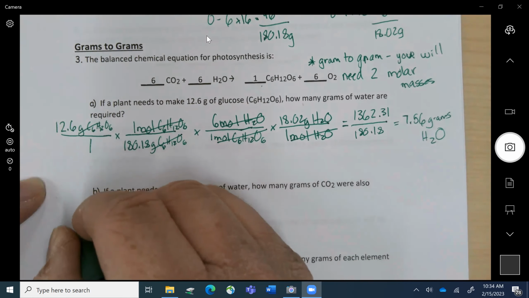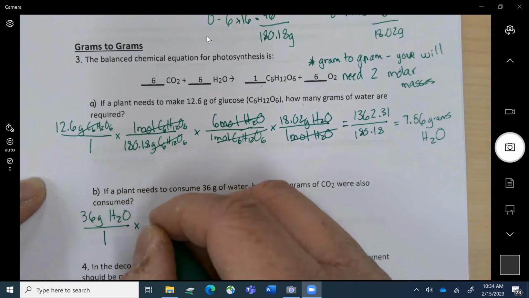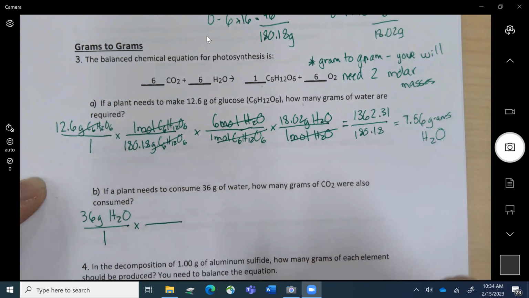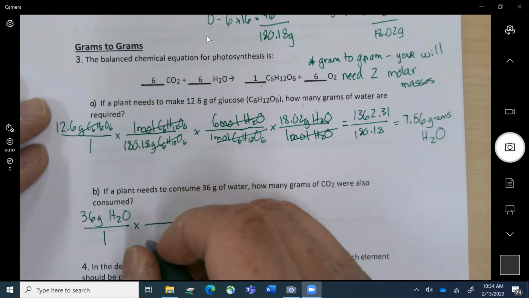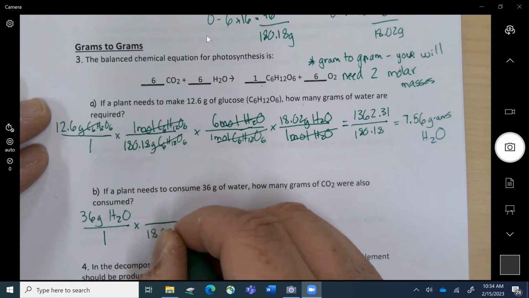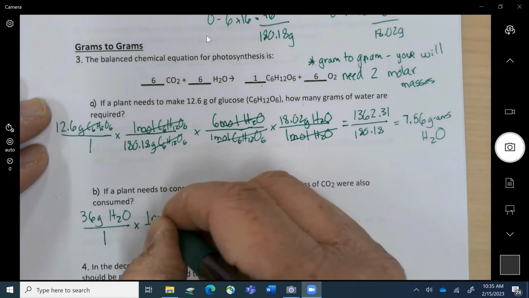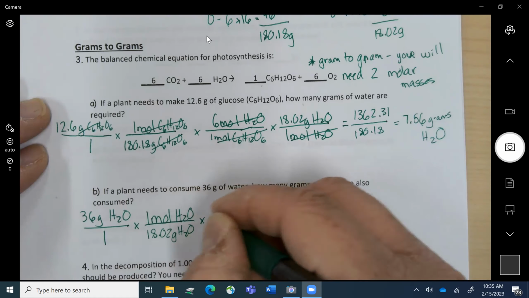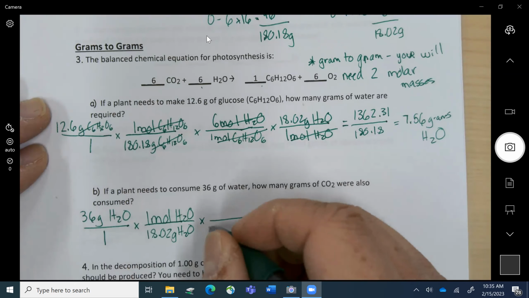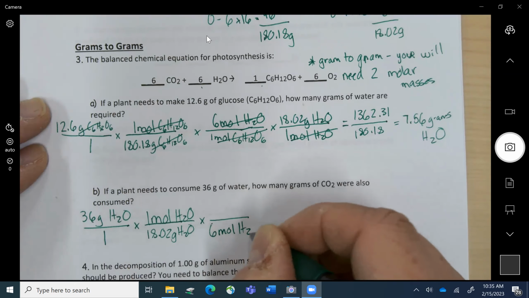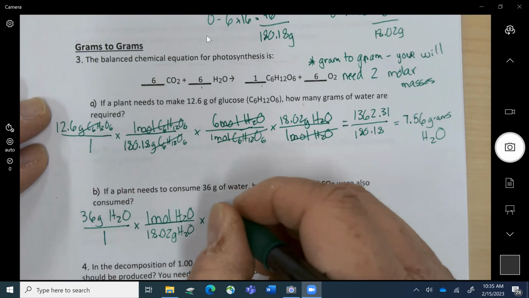So I'm starting with 36 grams of H2O. I need to get it to moles of water so that I can use my molar ratio to get to carbon dioxide. So I know that 18.02 grams of water, we just did it up there, equals 1 mole of H2O. Now you're going to use your molar ratio. So 6 moles, that comes right out of here. 6 mole H2O. How many moles of carbon dioxide then? 6.